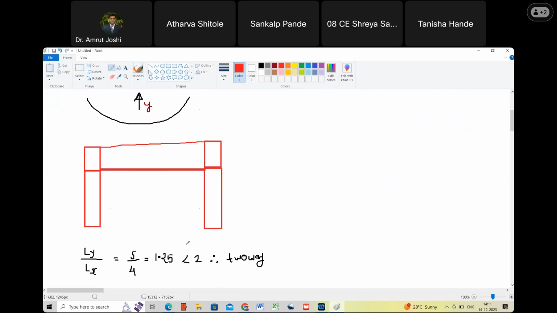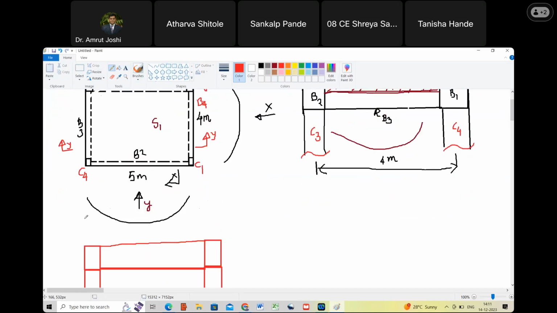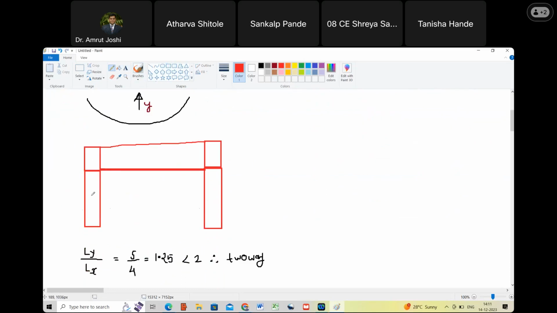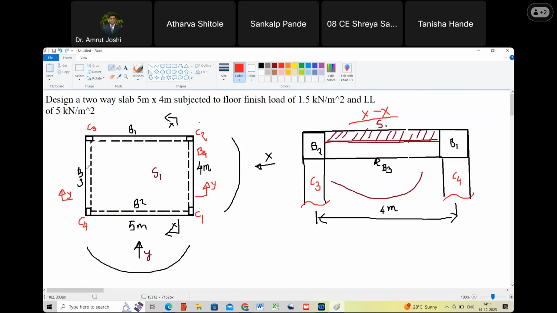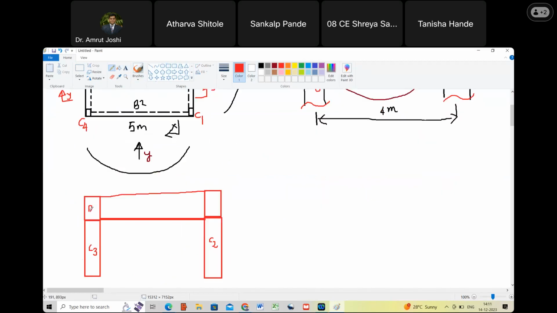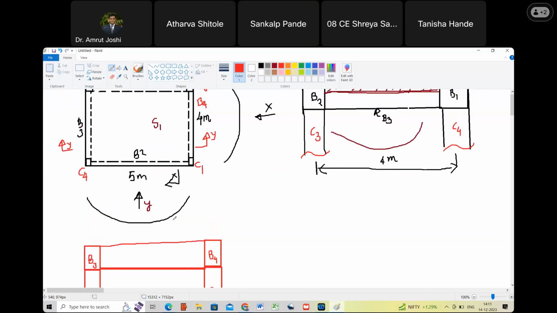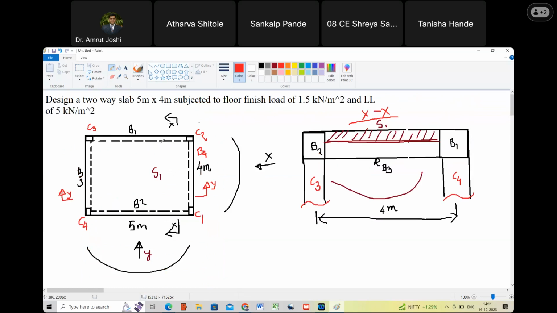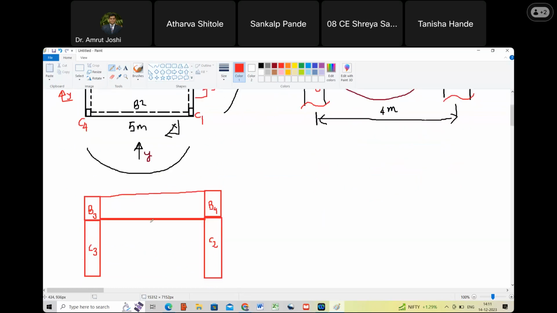Top face. So let me mark. These columns are C3 and C2. Are you with me? Yes, sir. C3 and C2. Then the beams which you see are B3 and B4. So let me mark them B3 and B4. Happy? And then you are going to see this bottom edge of beam B1. So that bottom edge is this.